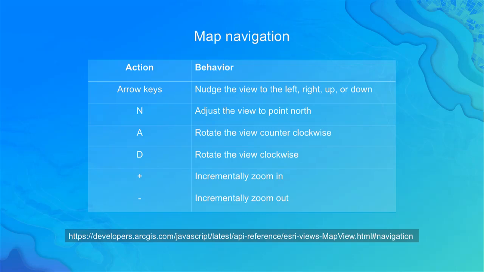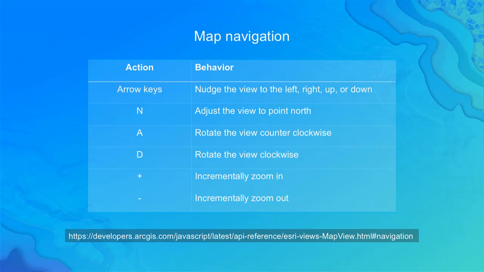The map view and scene view in 4.x have keyboard support out of the box. I have the table up there. This is also available in the help. You can use the arrow keys to move left and right, up or down. You can point north, you can rotate clockwise, and you can zoom in and zoom out. So this has always been there, and it's accessible now.